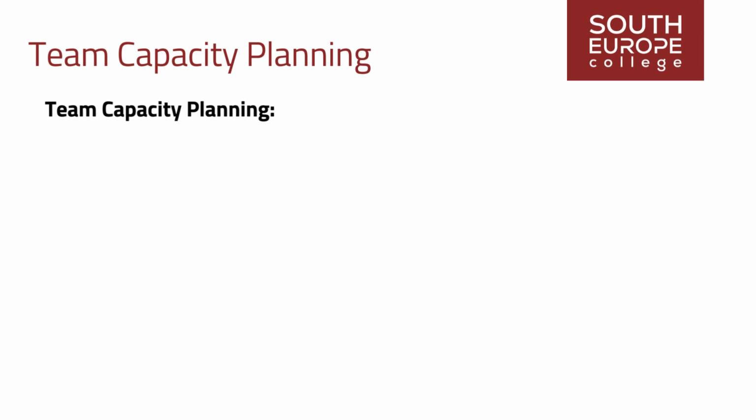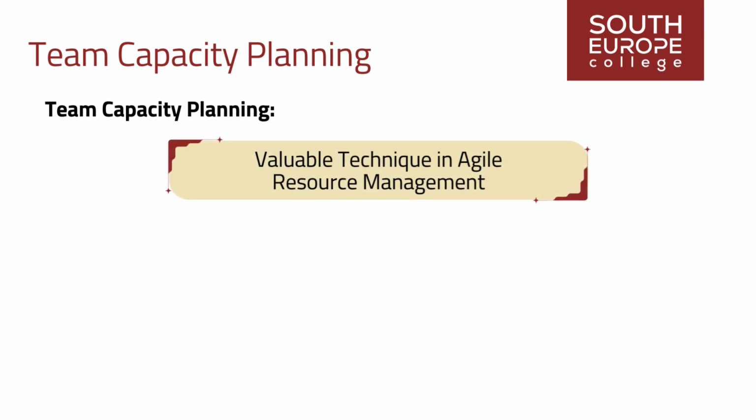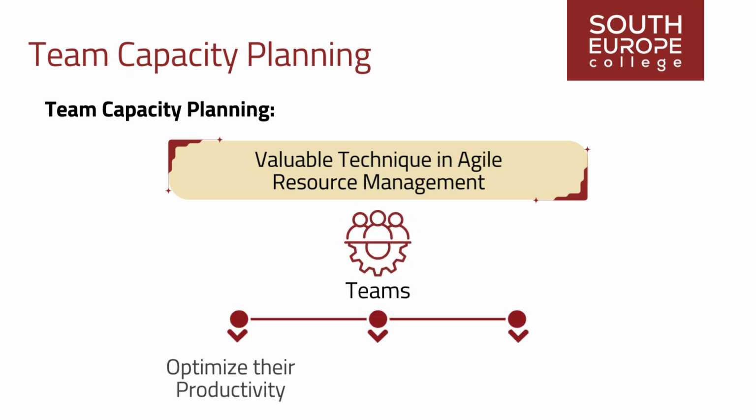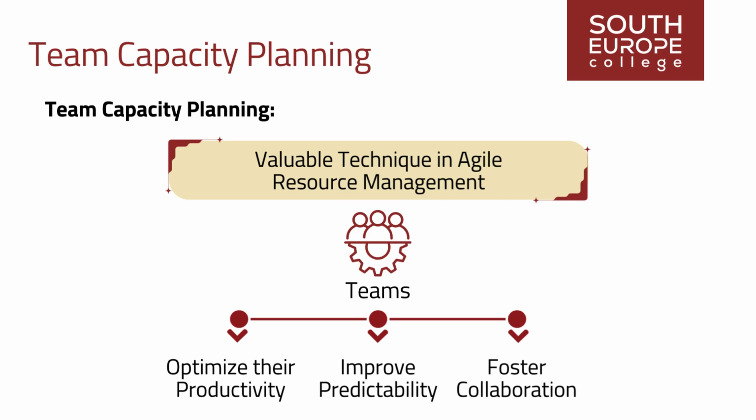Team capacity planning is a valuable technique in Agile resource management that helps teams optimize their productivity, improve predictability, and foster collaboration. By understanding the team's capacity and distributing work effectively, teams can achieve better outcomes and deliver value to stakeholders more efficiently.